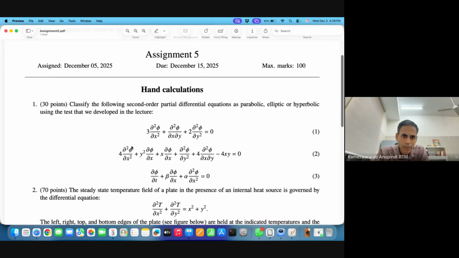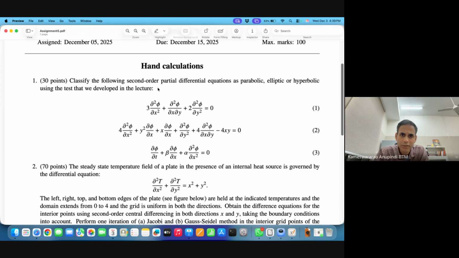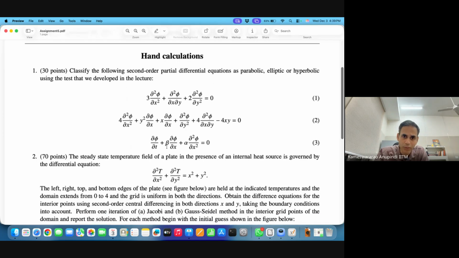The first problem is: classify the following second order partial differential equations as either parabolic, elliptic, or hyperbolic, using the b square minus 4ac test that we have learned in the class. You would use that test and see whether each of these equations is parabolic, elliptic, or hyperbolic. That is very straightforward.